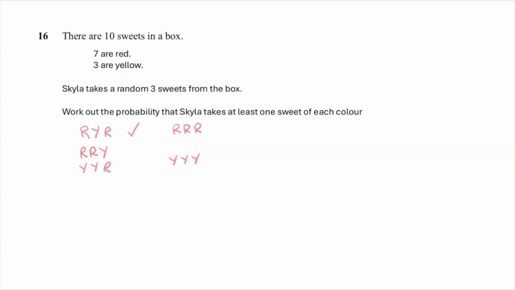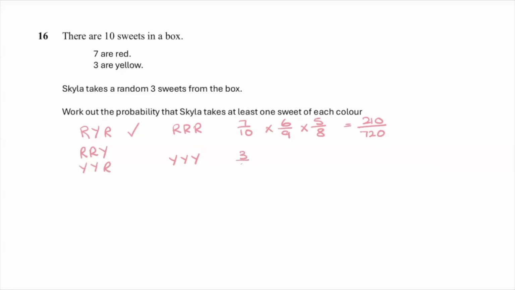To take the first red, you have a 7 out of 10 chance. The second red would be 6 out of 9. And when you take the third one, you would have 5 left out of 8. And these get multiplied. Multiplying that across gets you 210 over 720.